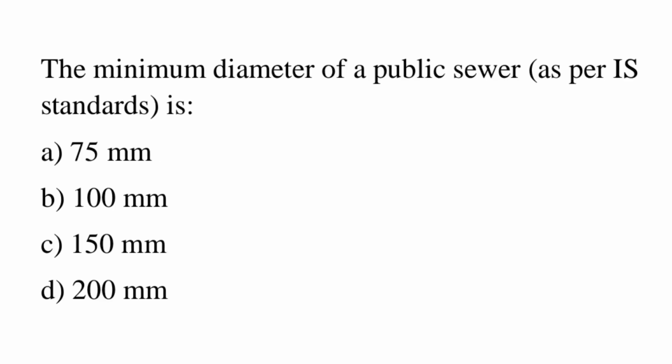Okay. Next question, the minimum diameter of the public sewer as per Indian Standard is: option A 75 mm, option B 100 mm, option C 150 mm, option D 200 mm. So the correct answer is option C 150 mm, as IS 1742 specifies the minimum 150 mm diameter for the public sewer to avoid the blockage. So 150 mm is the correct answer.